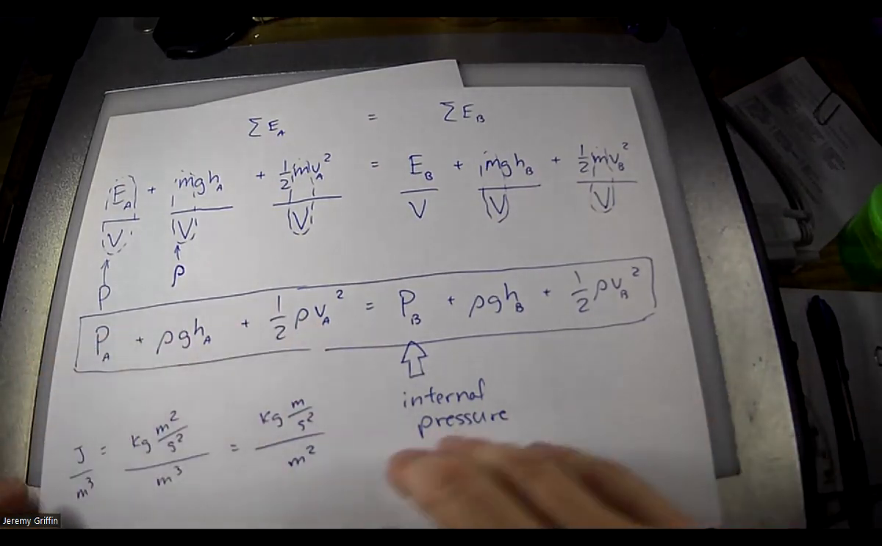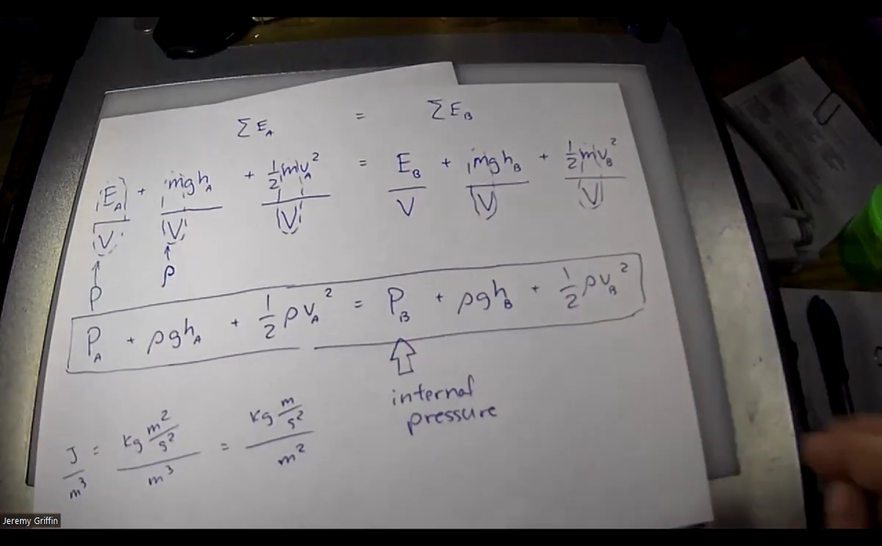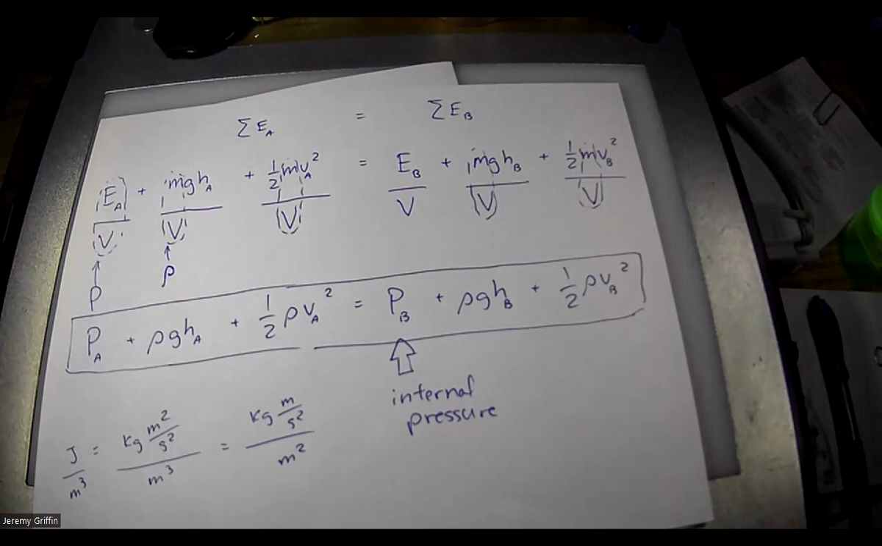So you can start with conservation of energy, just divide everything by volume, and now you have a relationship for water flowing through a pipe system. What's the internal pressure? What are the speeds? What are the height changes, possibly, if that's a factor? That's Bernoulli's principle right there. That's called Bernoulli's principle. So let's switch back over here.